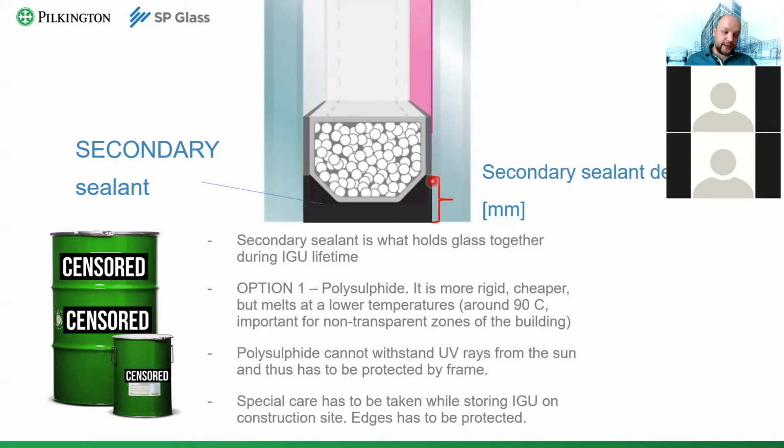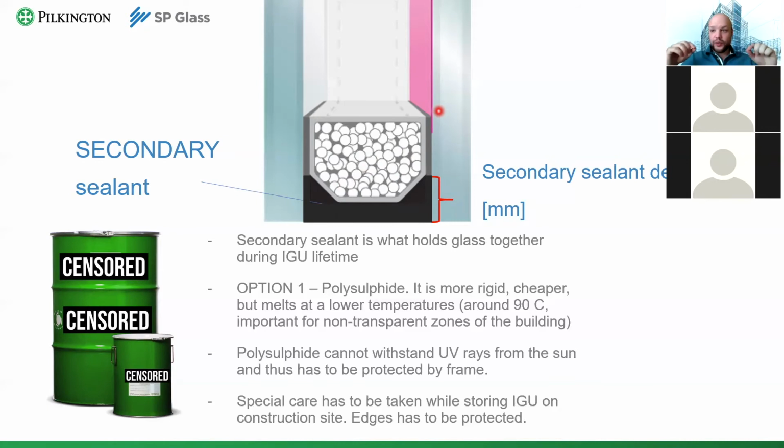Because the two of these should always work together. Primary sealant gives you water vapor protection, and the secondary sealant gives you water protection. I mean, direct water. And if the secondary sealant fails, the IG unit will fail soon enough. So protect your edges, even on the construction site. Do not expose them to the sunlight.